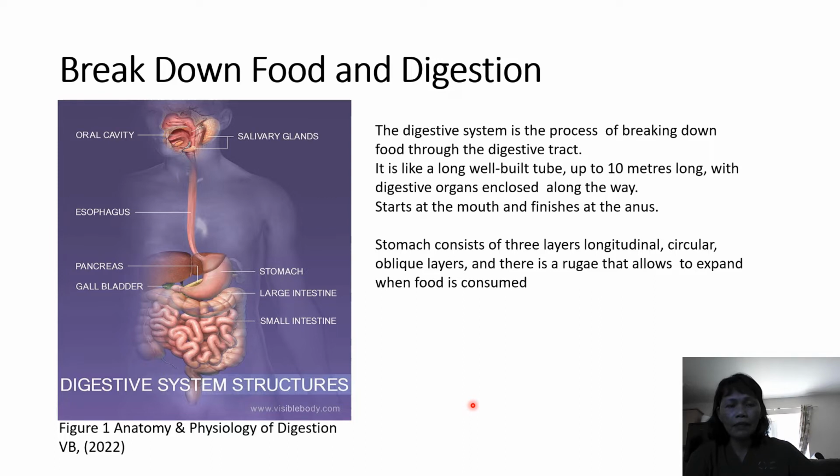The digestive system is the process of breaking down food through the digestive tract. It is like a long, well-built tube up to 10 meters long with digestive organs enclosed along the way. It starts from the mouth and finishes at the anus for two main reasons. First, to obtain fuel and stay alive. In addition, to get raw materials needed for building all tissues and other stuff.